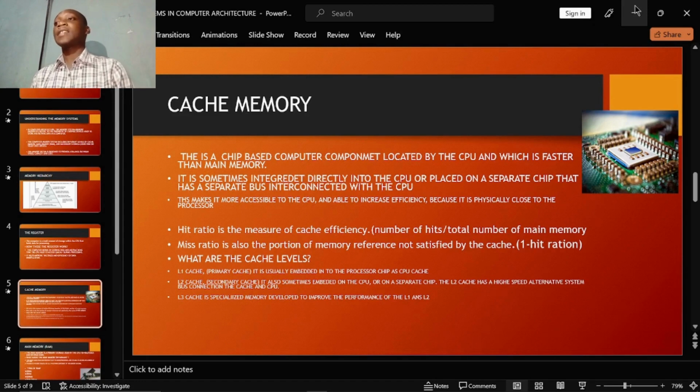So the cache memory is divided into three different parts. We have the level 1 cache. This is the primary cache and is usually embedded into the processor chip as a CPU cache. And the level 2 cache, which is the secondary cache, is also sometimes embedded on the chip or on a separate chip. The level 2 cache has a higher speed than the level 1 cache. The level 3 cache is specialized memory developed for improving the performance of the level 1 and level 2 cache systems.